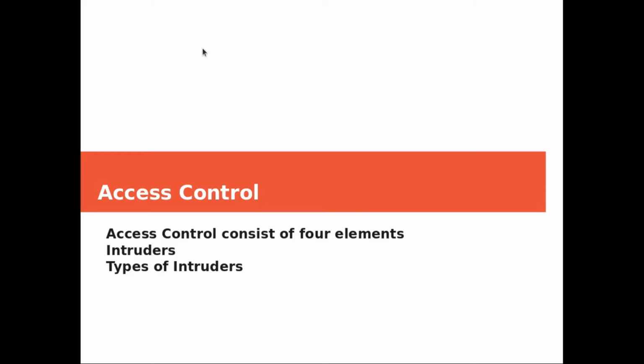Today we are going to see the new topic of cyber security module 3. The name of the topic is access control and intrusion detection. So let us see it in detail. We are going to see that access control consists of 4 elements. What are intruders and types of intruders?